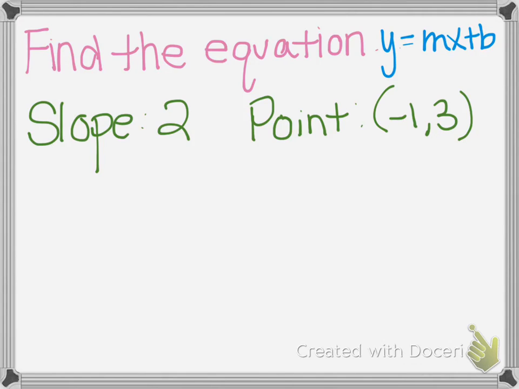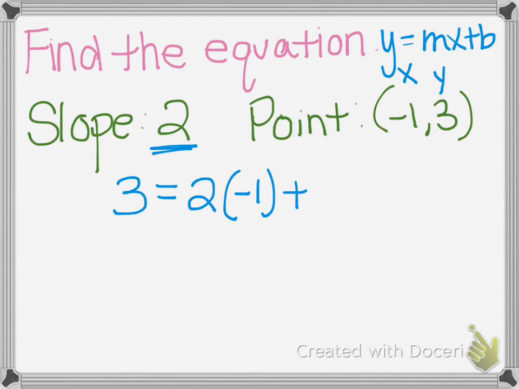And so far all we have is m. But we're going to take this point and we're going to borrow the x, y values of it. So I'm going to write 3 equals 2 times -1 plus b. Our goal is to solve for b. So I'm going to write 3 equals 2 times -1 is -2.